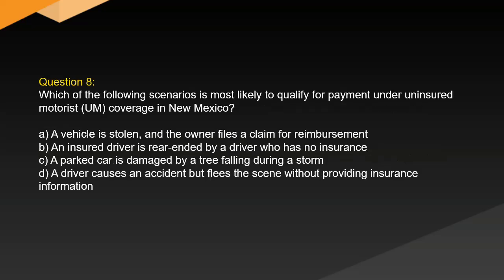Question 8. Which of the following scenarios is most likely to qualify for payment under uninsured motorist coverage in New Mexico? A. A vehicle is stolen, and the owner files a claim for reimbursement. B. An insured driver is rear-ended by a driver who has no insurance. C. A parked car is damaged by a tree falling during a storm. D. A driver causes an accident but flees the scene without providing insurance information.